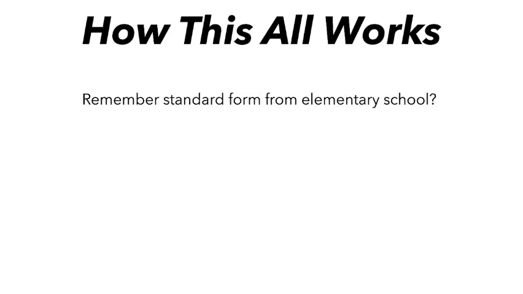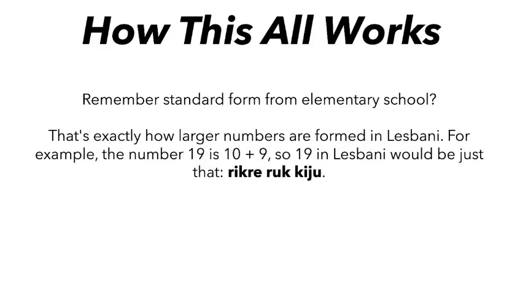So remember standard form? When you got like the 400 plus 5, 400 plus 50 plus 3. That's exactly how these larger numbers are formed. So let's take 19, for example. That is 10 plus 9. We take 10, we take 9, and we combine them with ruk. And that makes 19. Rikre ruk kiyu. And again, note that ruk is numerical use only.